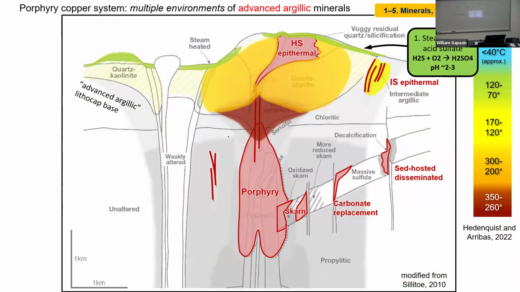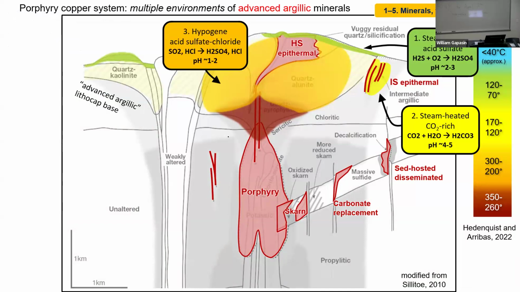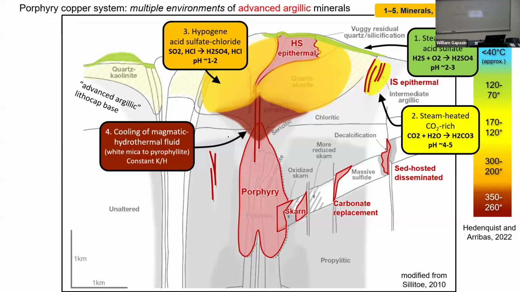We have our steam-heated acid sulfate, another steam-heated, carbonic acid-rich, pH 4 to 5, but stable with respect to clays and kaolinite. Hypogene, of course, very acidic, related to acidic magmatic volatiles, pH 1 to 2. Then we have cooling from white mica to pyrophyllite, constant KH, not really acidic in terms of what we think of when we think of advanced argillic. And then also supergene, where in fact we can have pH 0, with a large supply of oxidizing pyrite.